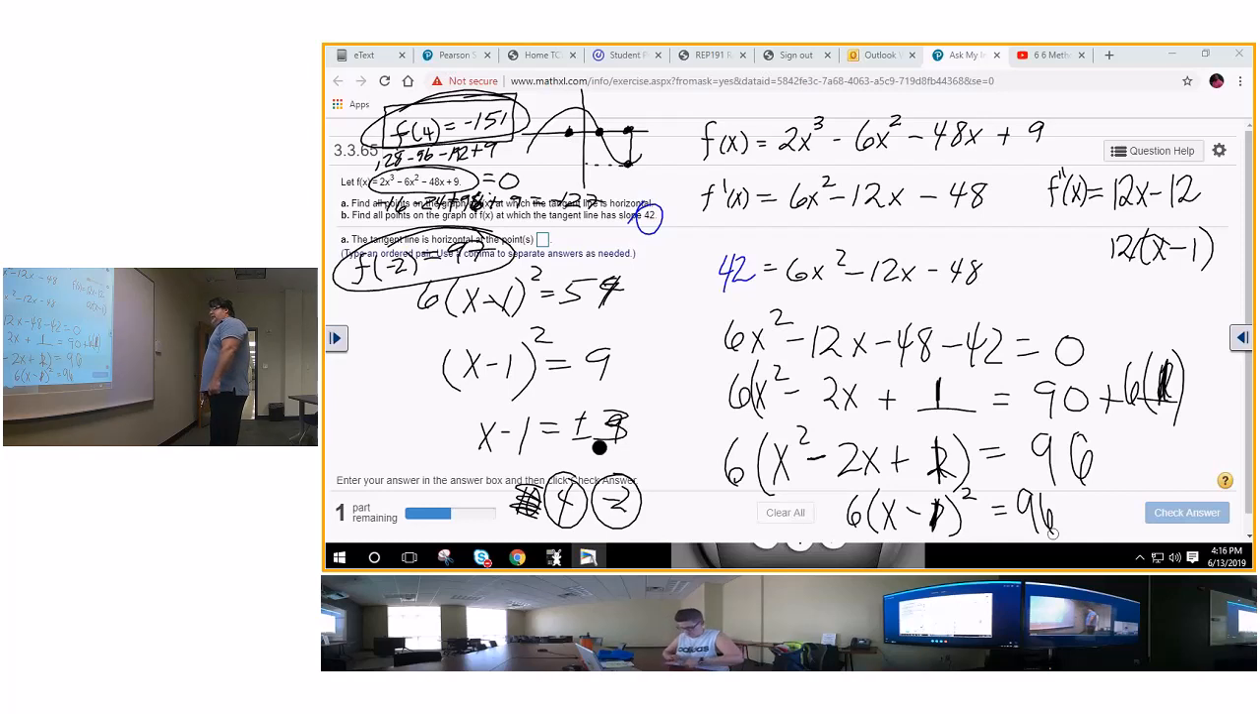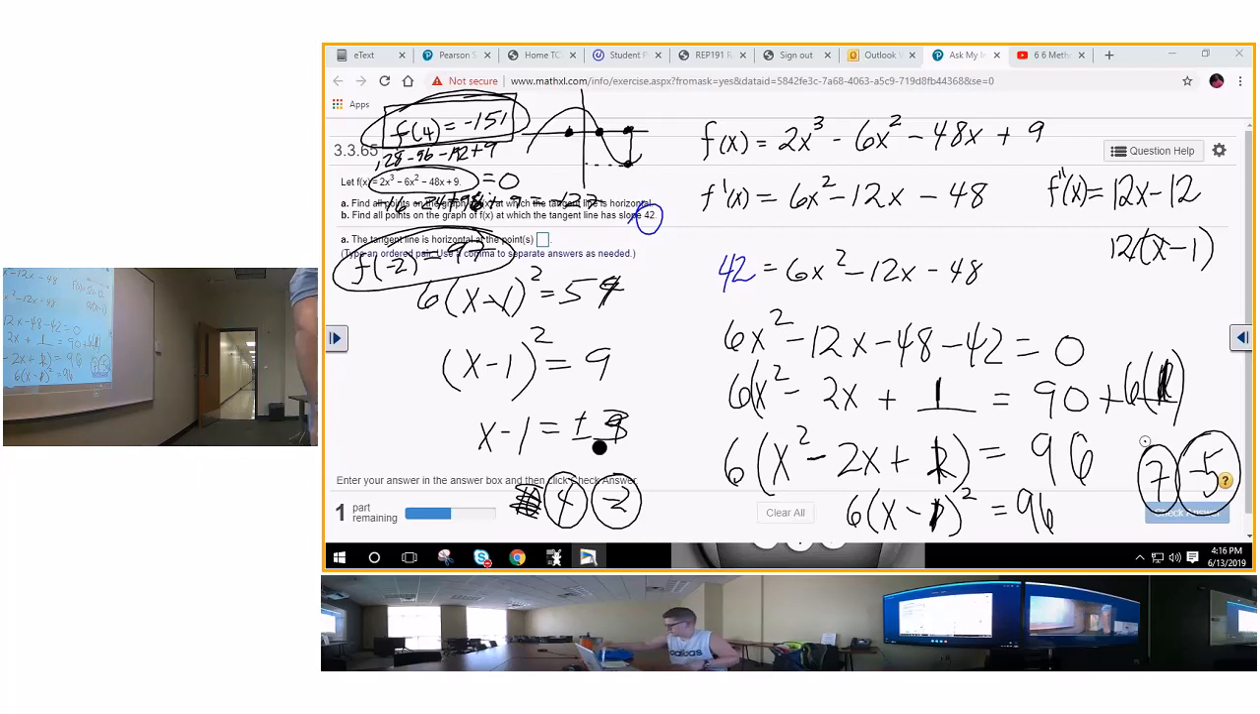Okay, so plus or minus 6. That's going to be positive 6 plus 1 is 7. Negative 6 plus 1 is what? Negative 5. Y'all check me and see if that's what y'all come out with.